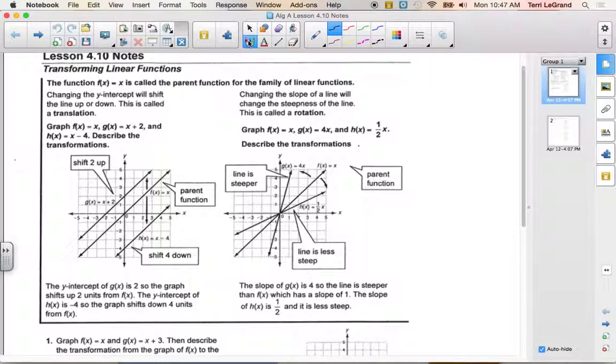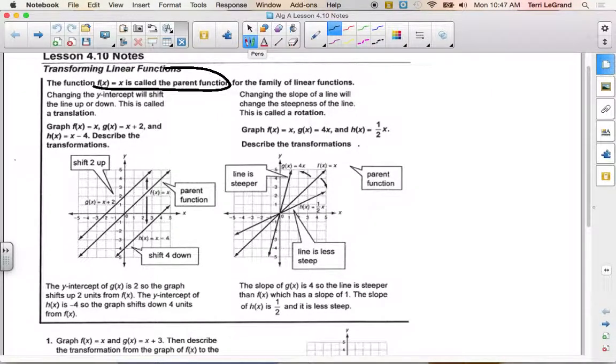For me, the function f of x equals x is called the parent function. In other words, it's the most basic linear function there is. Does anybody remember another way we can name a function when it's given as f of x equals x? What's another way I could say that? Isaac? Y equals x. Yeah, or y equals x. That's the most basic linear function there is. F of x means the same thing as y.